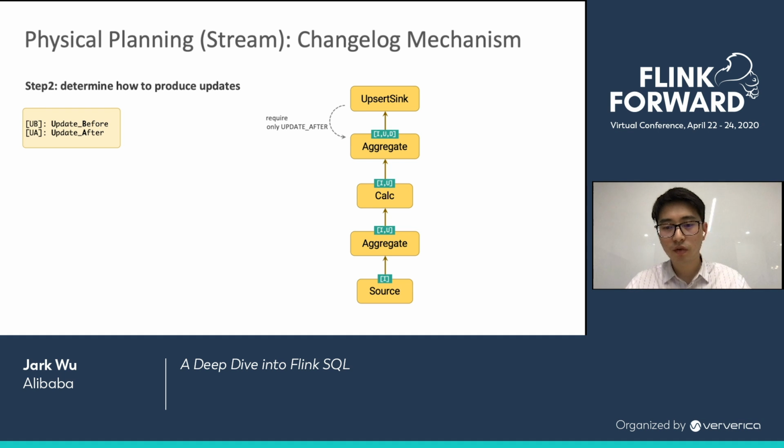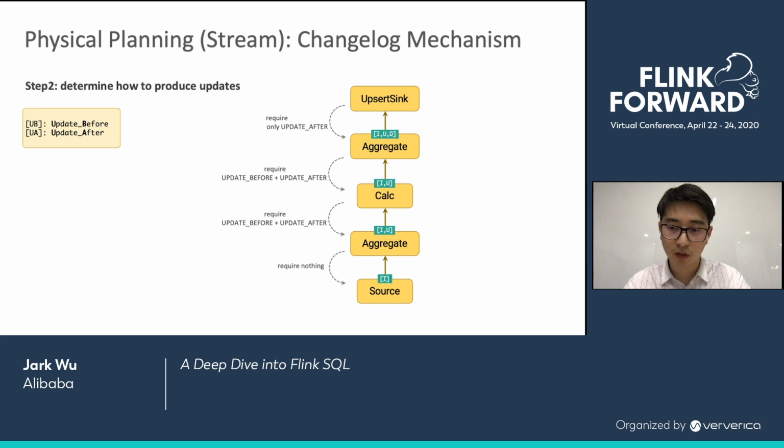But before the aggregate answers the sink, it will require its inputs first. The aggregate knows the input contains some update changes, so the aggregate will require update before and update after together to make sure it can produce a correct result. The calculator will forward this requirement. So the first aggregate requires nothing because the input is a source and produces insert only messages. There is no updates in source.